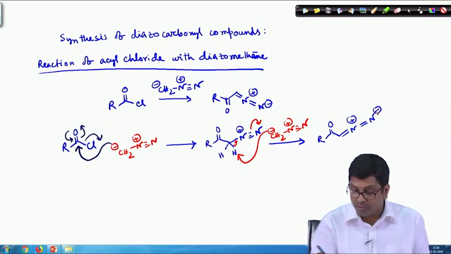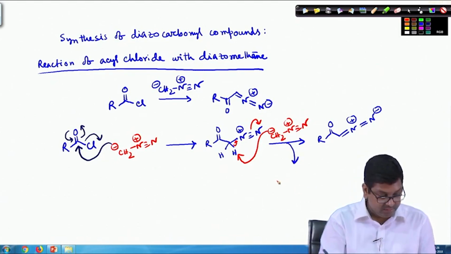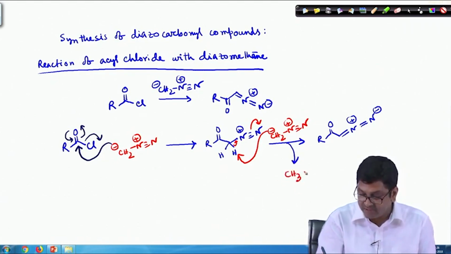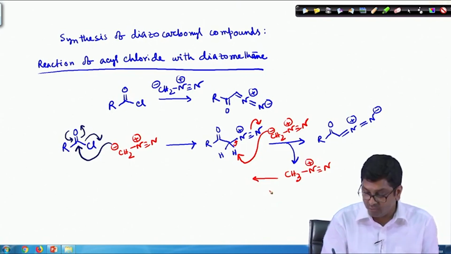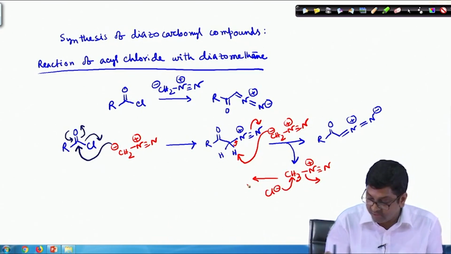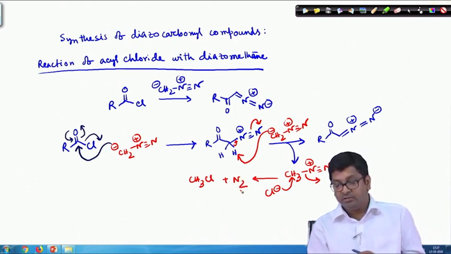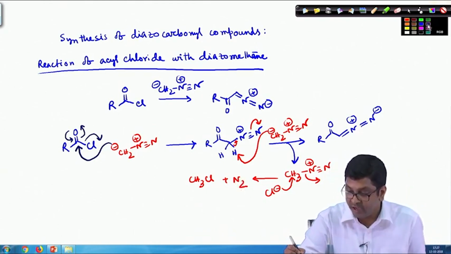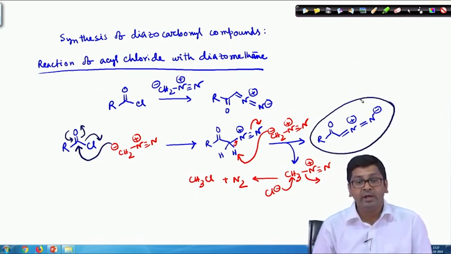Fine. Now, what will it generate from here? It will give this extremely unstable CH3N2+, and we have from here this chloride minus, that will react over here and give the corresponding nitrogen elimination and methyl chloride, they are gaseous. Okay. So, overall we can generate our desired diazocarbonyl compounds in an efficient way.